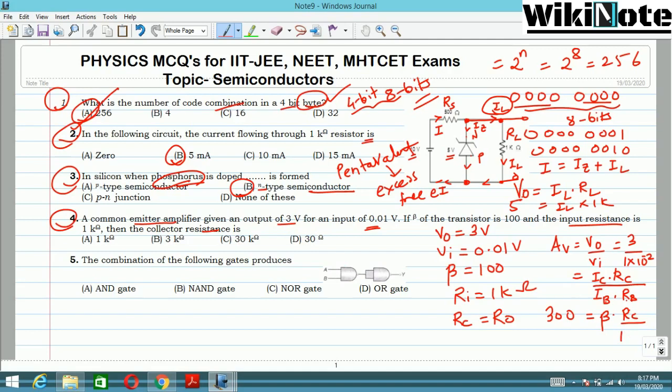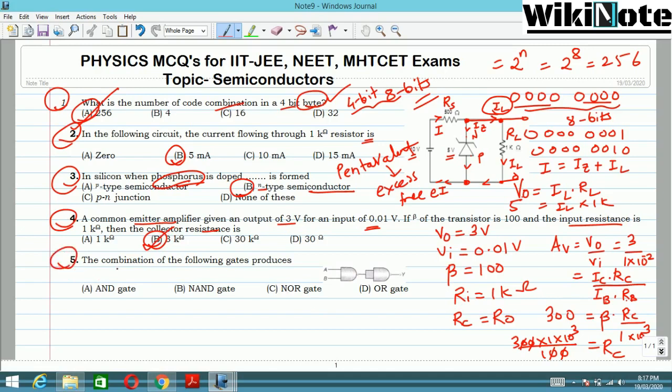So this is 1 into 10 raised to 3. So just simply multiply this, 300 into 1 into 10 raised to 3, divided by the beta value, which is given as 100. So this will get cancelled, and I will get the value of RC as 3 kilo ohm. That should be the answer. So you can go with this kind of answer.